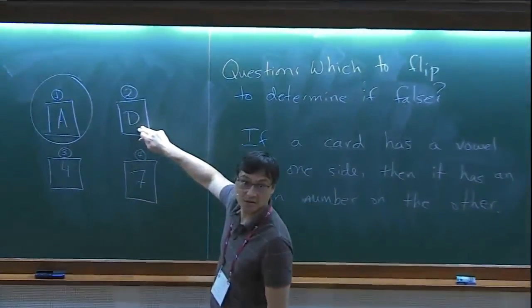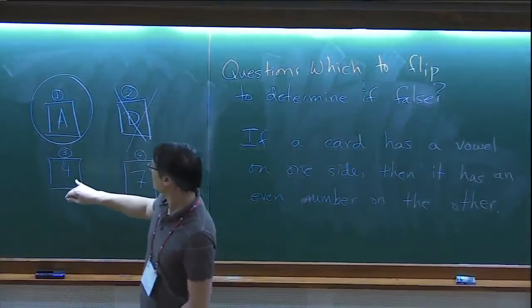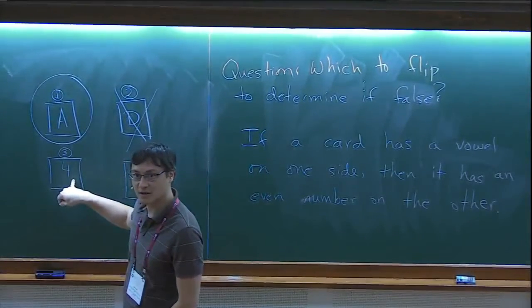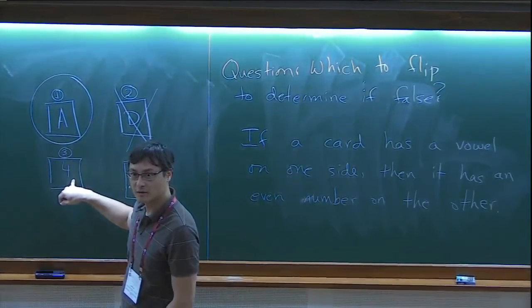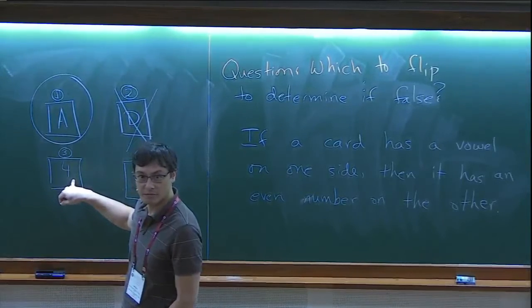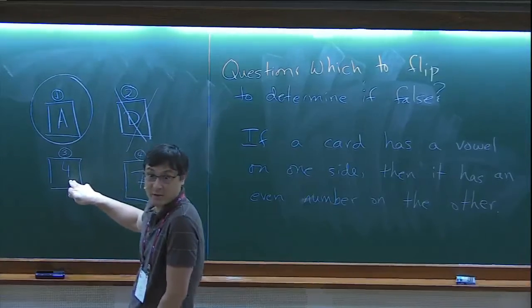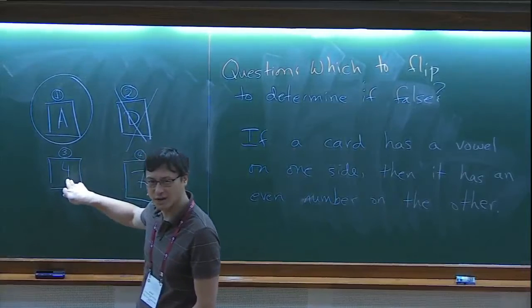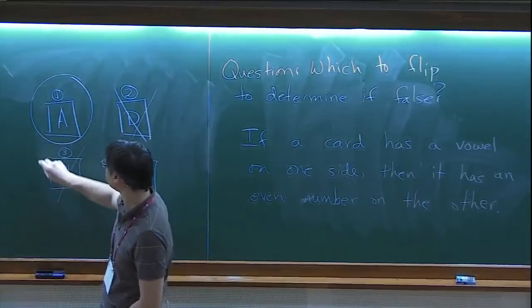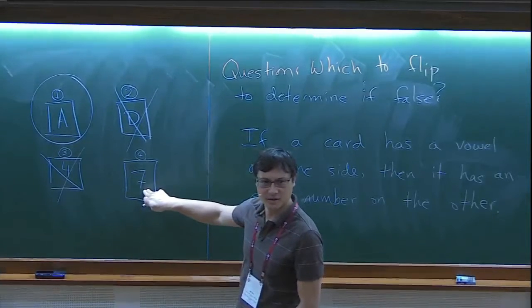We actually don't care what's on the other side of that card, so it doesn't matter. This one causes a lot of problems. If vowel, then even, but it doesn't say anything about consonants, so a consonant on the other side would be okay too. So here again, we actually don't care what's on the other side of this card.